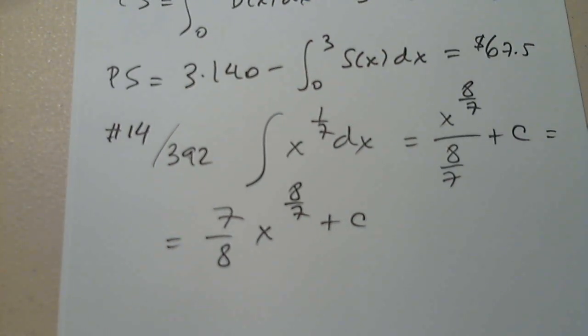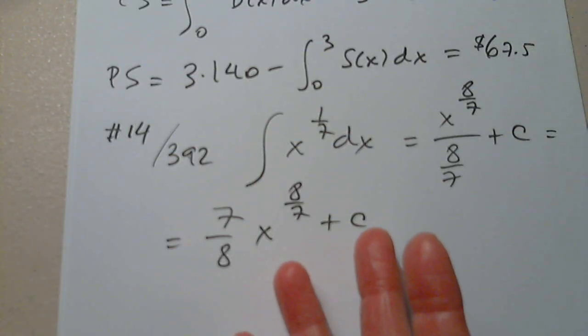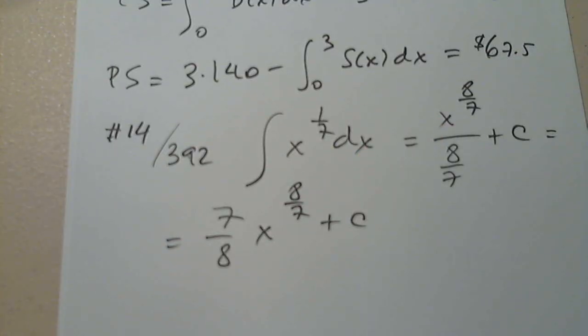So what does this represent? It's a family of functions whose derivative is this function, also called the most general antiderivative.